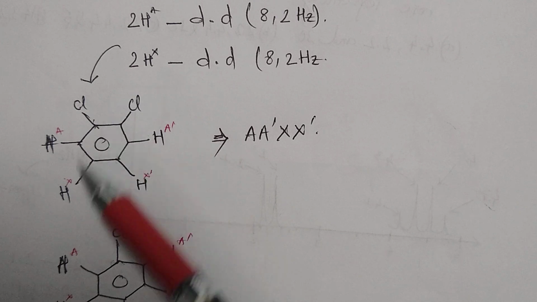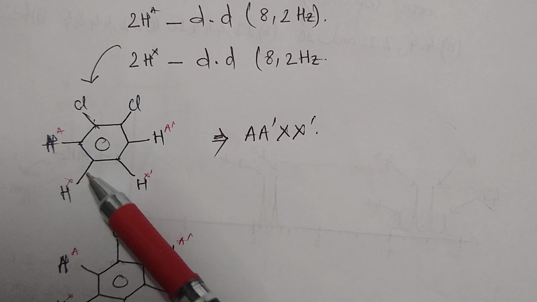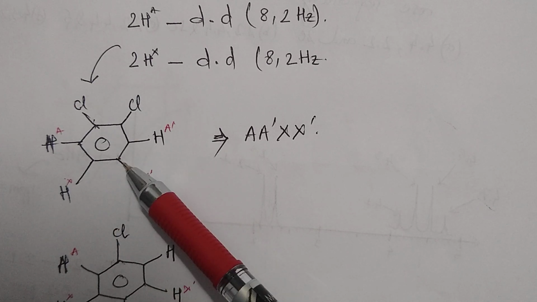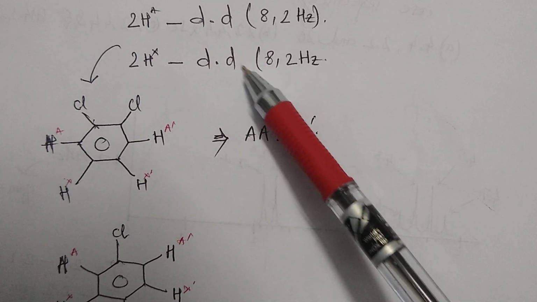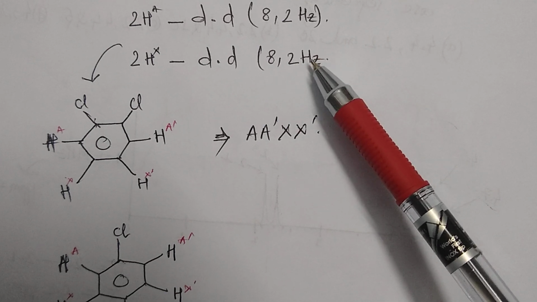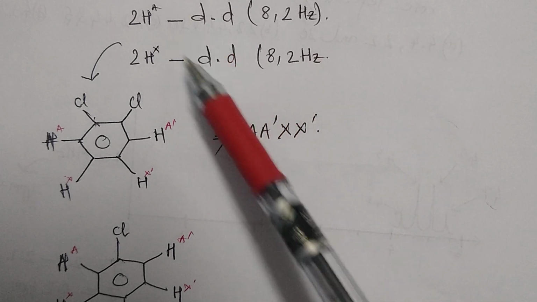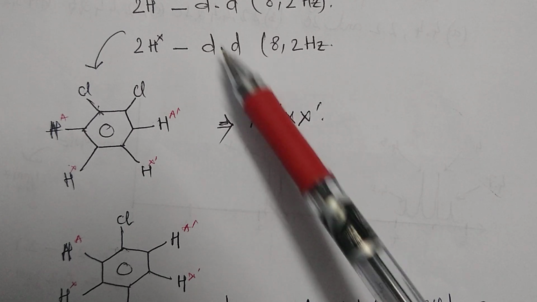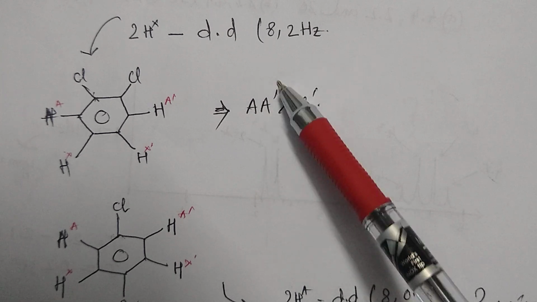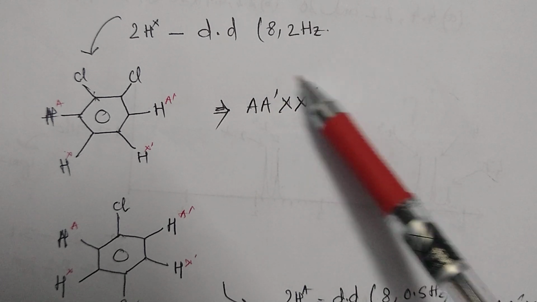Likewise, for the X type of proton, it is coupling with this A type of proton and the A dash type of proton here in the meta position. With that, it will give a doublet of doublet, that is 8 and 2 Hz. And altogether it is written as doublet of doublet, it can be written as A dash X dash as a Pople notation.